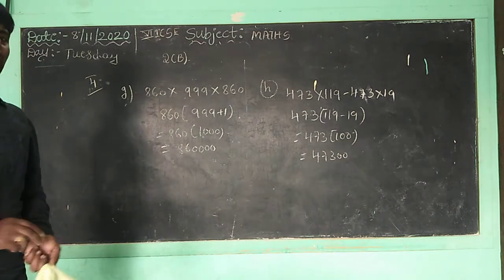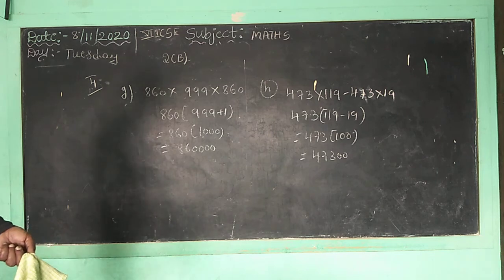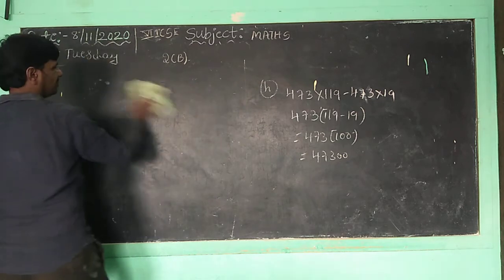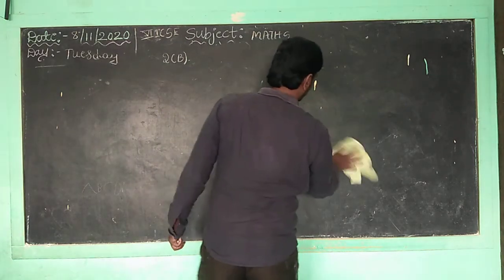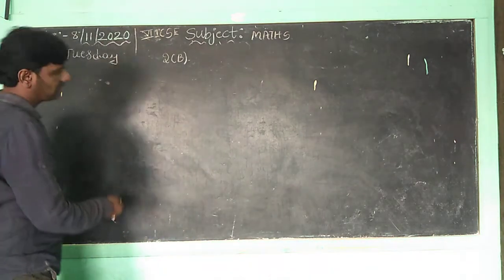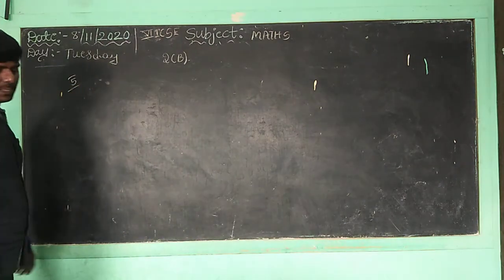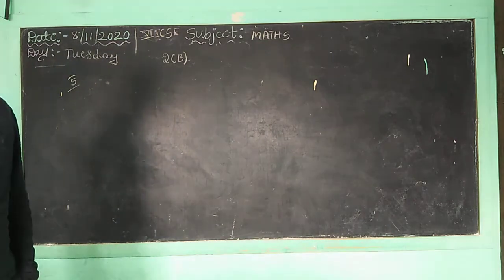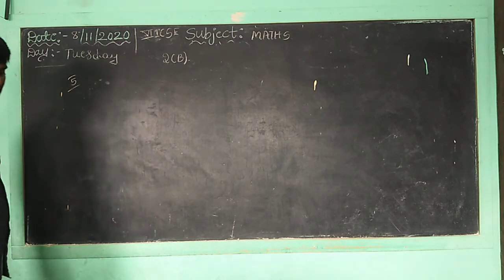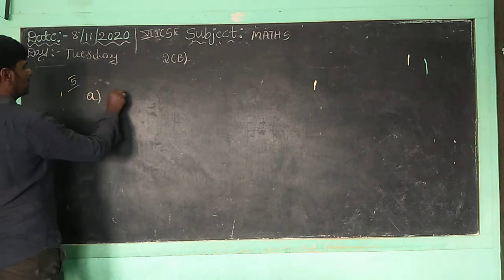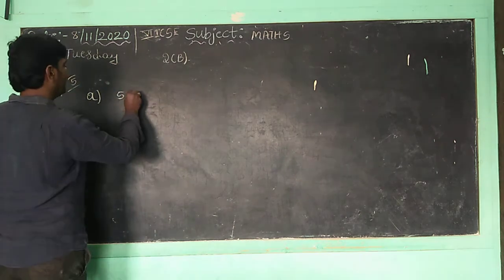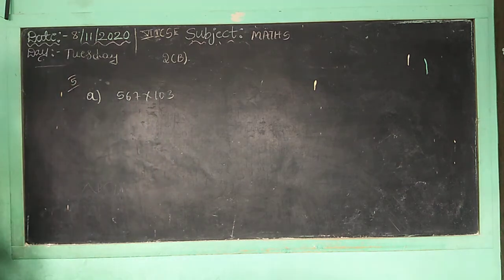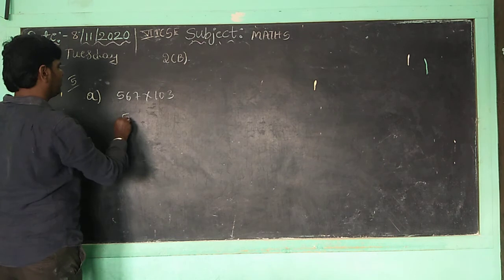Next, you want to go to the fifth, my children. Very simple. Children, now you want to take fifth. Using suitable distributive property of multiplication, find the product of the following. Children, now we want to take the first question: 567 into 103. We want to take the distributive property. How can we take? Here 567 is there.